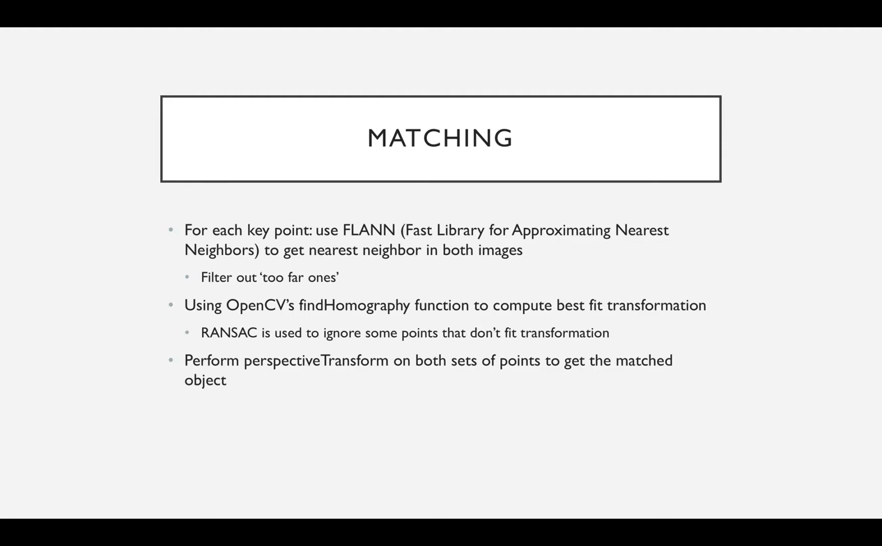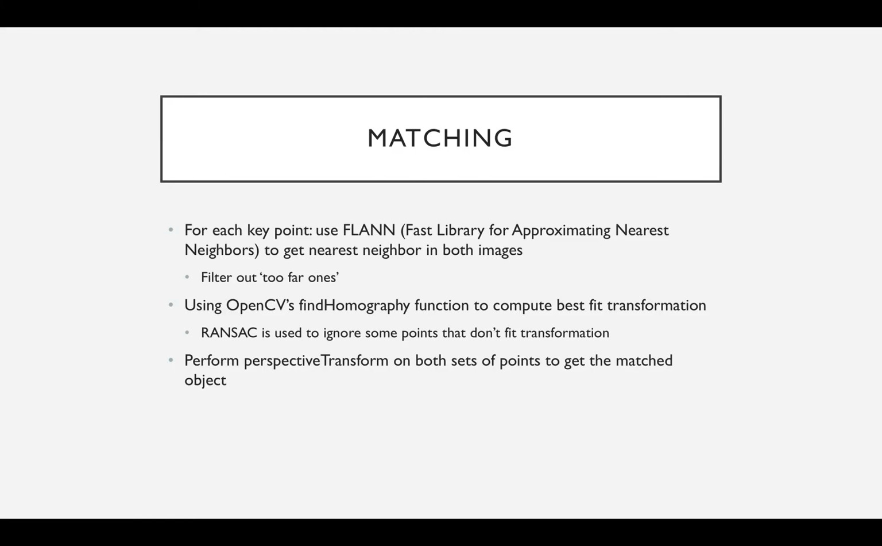Matching. So matching is not something I went into and implemented. I used some OpenCV libraries for matching. And for each key point, we used FLANN, which is a fast library for approximating nearest neighbors, to get the nearest neighbor for all of the feature points in both images that we are matching. And then we filter out the ones that are too far away. Generally, we find the minimum distance between 2 nearest neighbor feature points, and then only feature points that were no more than double that nearest neighbor distance were used.